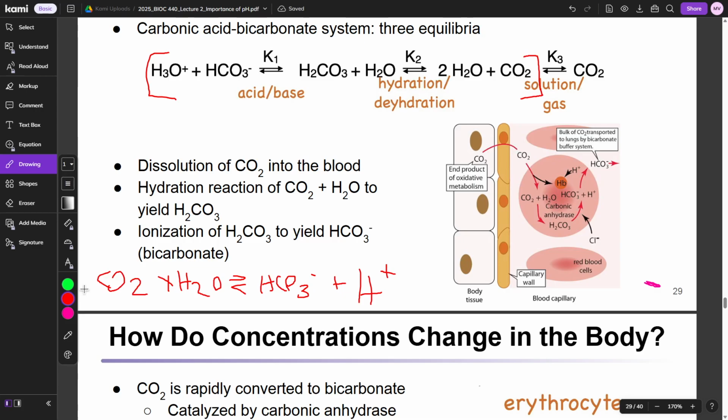Could they test on calculating the concentration of CO2 if you're given the pH? Yeah, they definitely could. There's an equation for that, which I'll go over in a second. You would use the Henderson-Hasselbalch equation. For whatever reason, biochem doesn't care about the buffering range, but it is what it is.